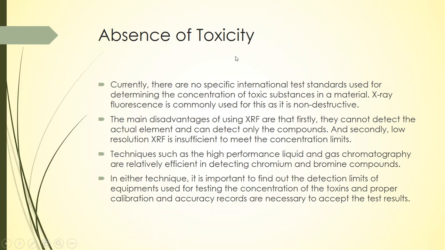Also, you have to have a really high-end device to get good resolution, and that would provide you the concentration limits that the directive is asking you to match, right? So investing that much is not possible for everyone, right? Therefore, people have migrated towards more economical tests, such as liquid and gas chromatography. Now these are very, very effective in determining chromium and bromine components. If chromium and bromine is your problem, then you can use liquid or gas chromatography, and they're very, very efficient in detecting these compounds.